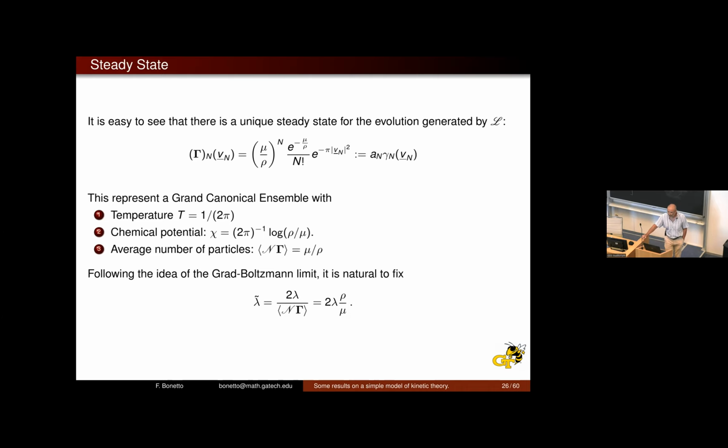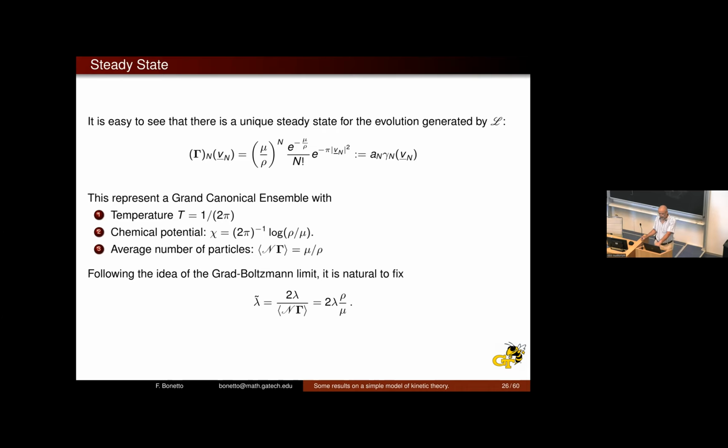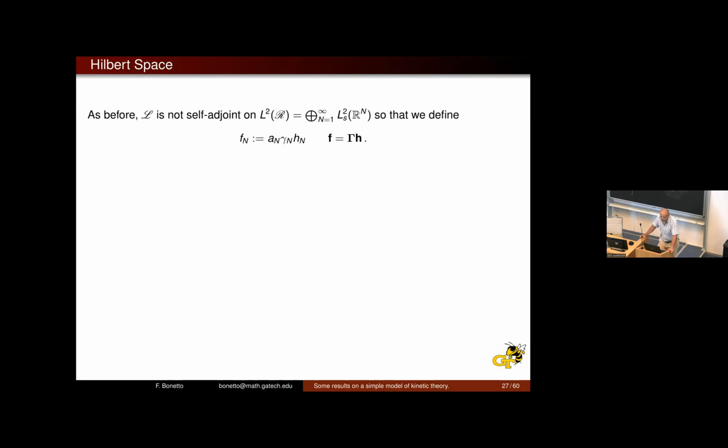And so, to follow the idea of the Grad-Boltzmann limit, we fix the lambda tilde, you remember, was the coefficient in front of the Katz operator. And the scaling is to say that we take it to be essentially 2 over the average number of particles. Essentially what we had in the standard Katz model, where the number of particles was fixed. And again, this is not a self-adjoint operator, L on L2, on that huge L2. So you can transform it into a self-adjoint one exactly as before.